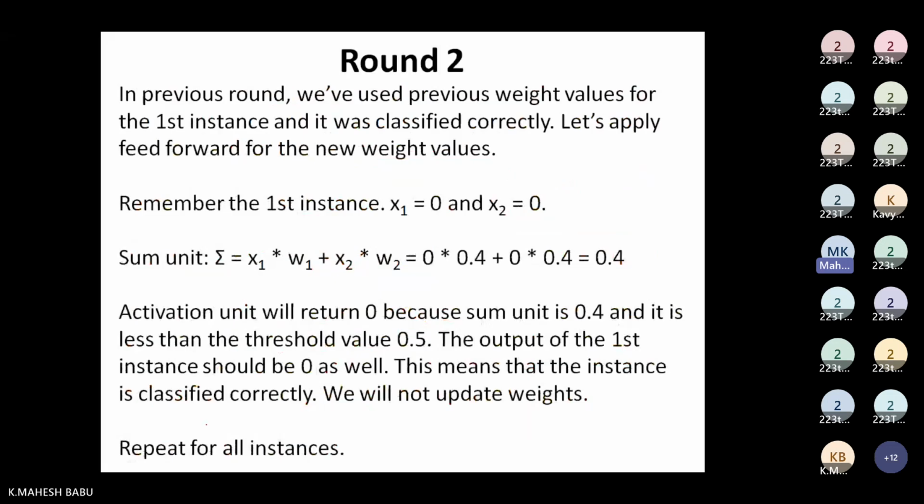After the fourth instance, go for the second round again. In the second round, you are considering the new weights 0.4 and 0.4. Repeat the same. Both values are 0, whether you are getting 0 or not. 0 into 0.4 plus 0 into 0.4, the total value becomes 0 here, not 0.4. The value is less than 0.5, so it returns a 0 value for this case.